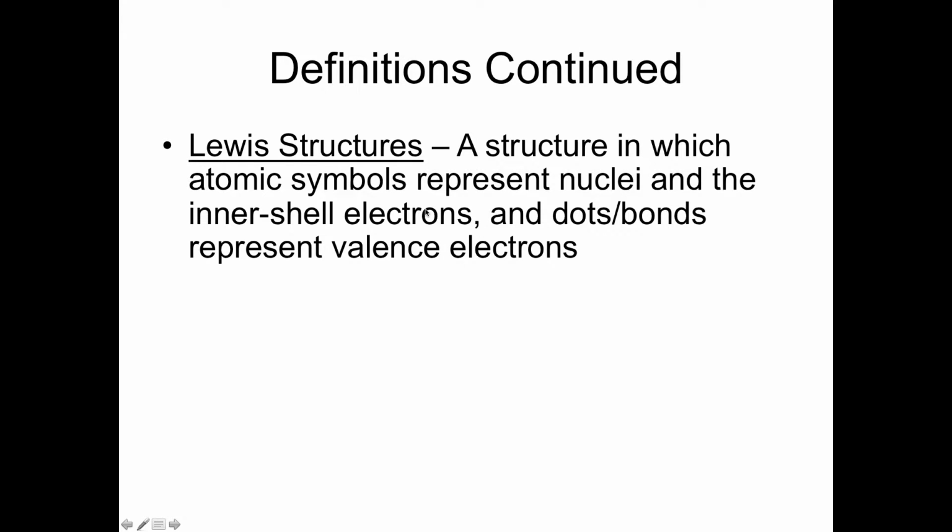This is the definition of Lewis structures. It's basically a structure in which atomic symbols represent a nucleus, like H will represent the nucleus of hydrogen and K will be the nucleus of potassium, and all the inner shell electrons. Dots and bonds are going to represent valence electrons. We talked about valence electrons in the previous video, so if you haven't watched part 1 for chapter 12, make sure you watch that before doing this one.